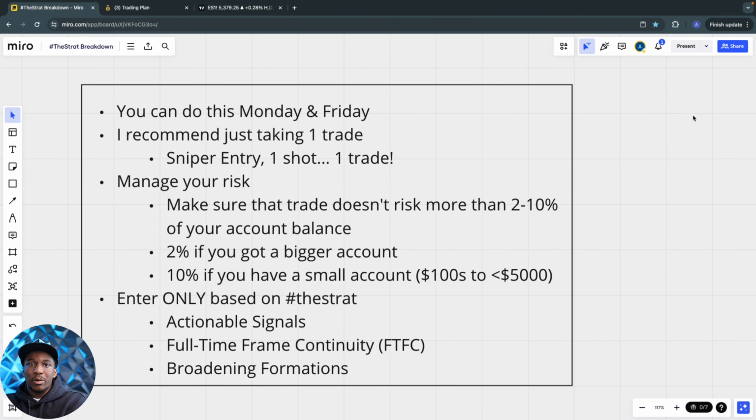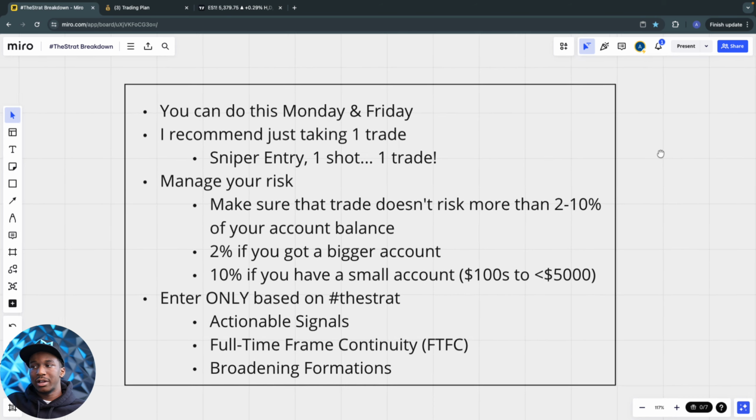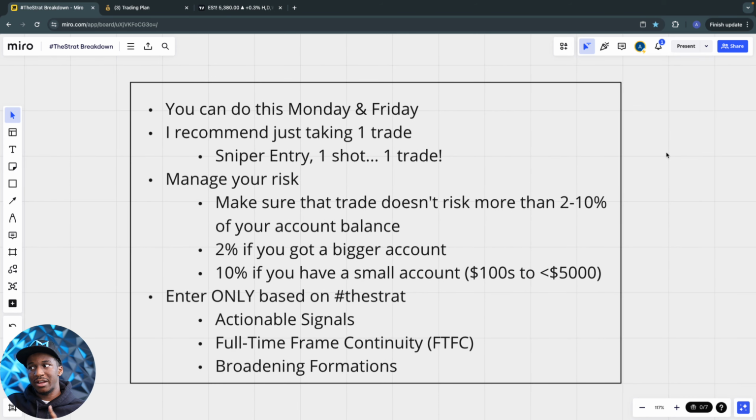Because you're treating it like that, I want you to treat it like this is the only trade I'm going to take today, right? So I want you to prepare as if you're only going to take one trade today. And you do this by doing 2 things. You manage your risk. Make sure that the trade doesn't risk more than 2 to 10% of your account balance.